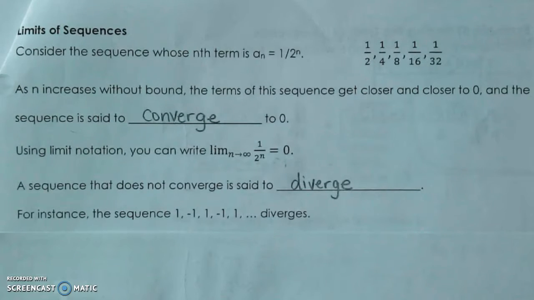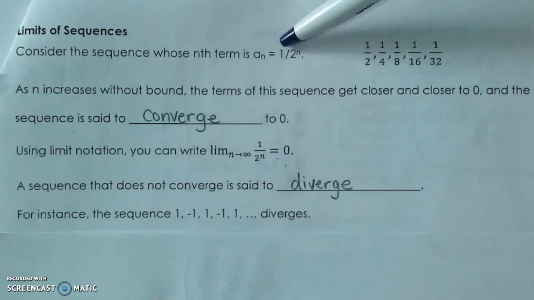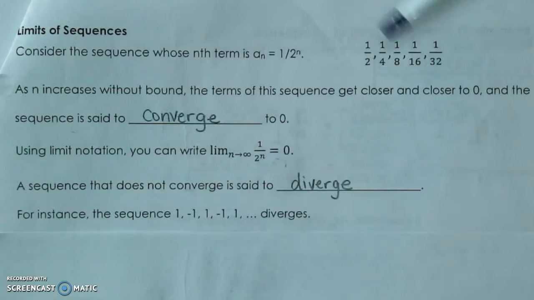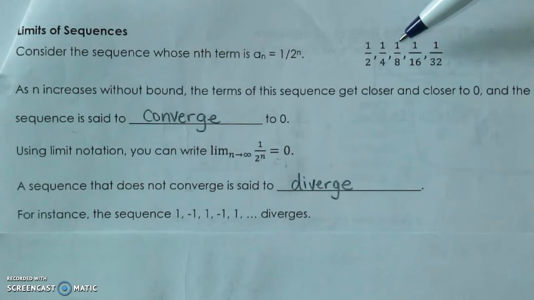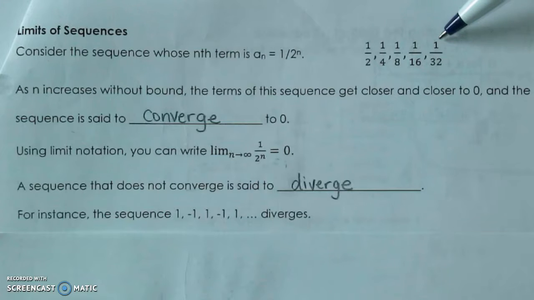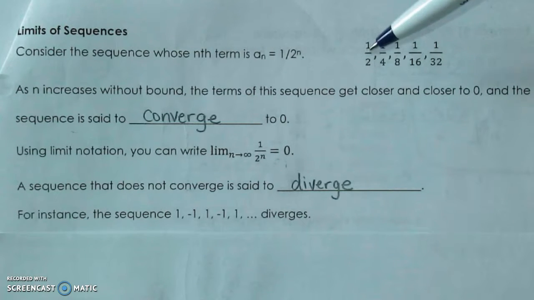Now we're going to talk about limits of sequences. Just as an example, let's consider that the sequence rule is 1 over 2 to the nth power. So 1 over 2 to the first would be 1/2, 1 over 2 squared, 1 over 2 cubed, 1 over 2 to the fourth, 1 over 2 to the fifth, and so on.